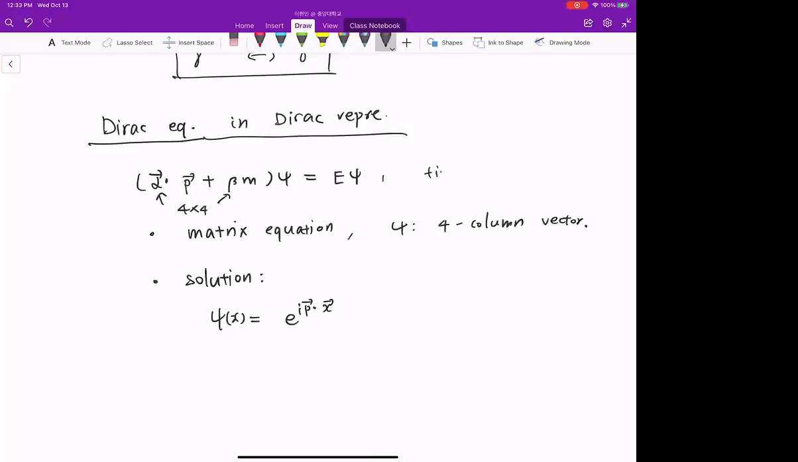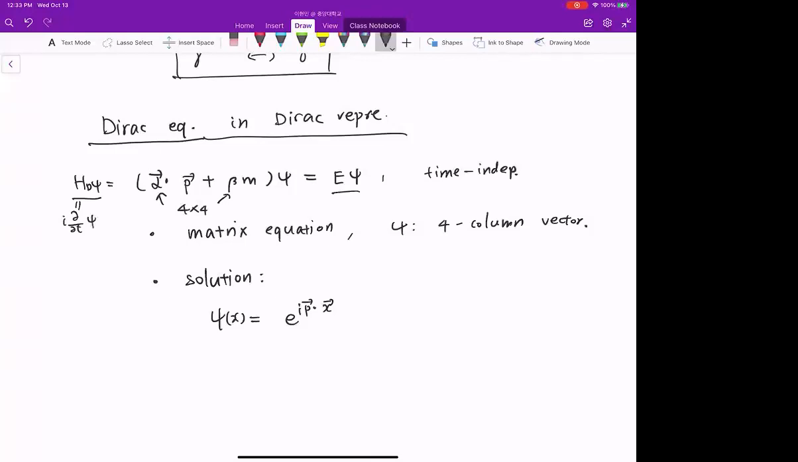So the original Dirac equation looks something like this. The Hamiltonian acting on the wave function gives you energy times the wave function. So this is the eigenvalue equation. We are looking for the eigenfunctions, because this is the Hamiltonian, H.